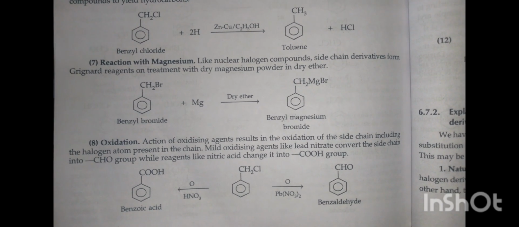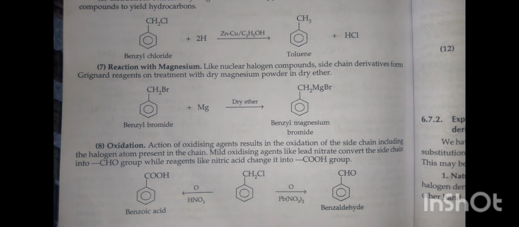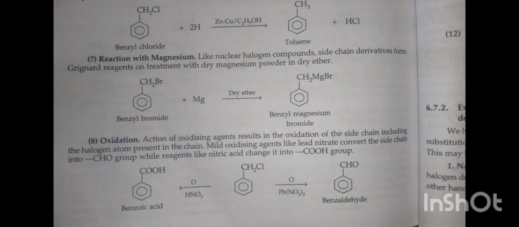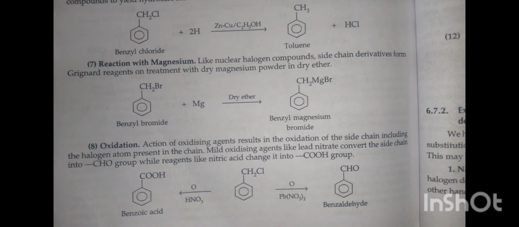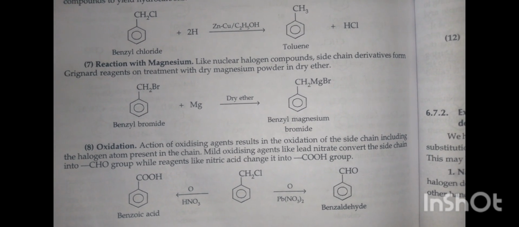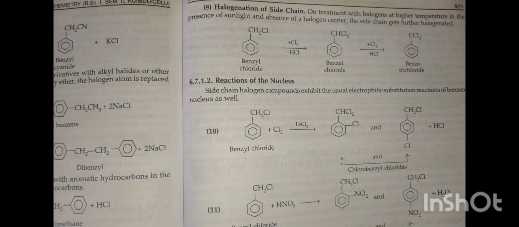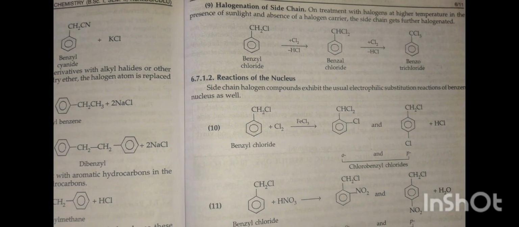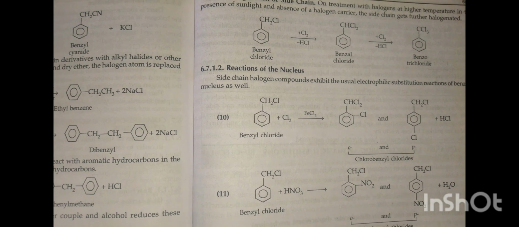Next is oxidation. Action of oxidizing agent results in the oxidation of the side chain including the halogen atom present in this chain. Mild oxidizing agent like lead nitrate converts the side chain into CHO group, while reagents like nitric acid change it into COOH group. Next is halogenation of side chain. On treatment with halogen at high temperature in the presence of sunlight and absence of halogen carrier, the side chain gets further halogenated. Thank you.